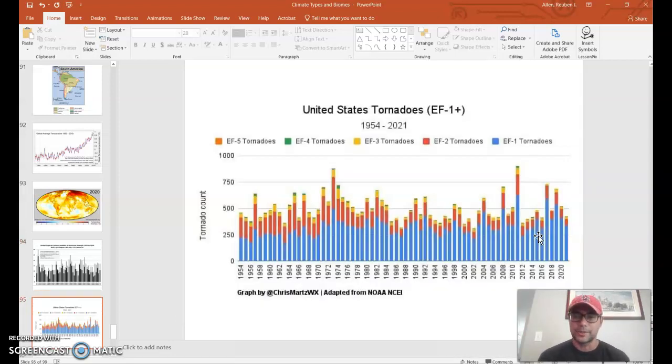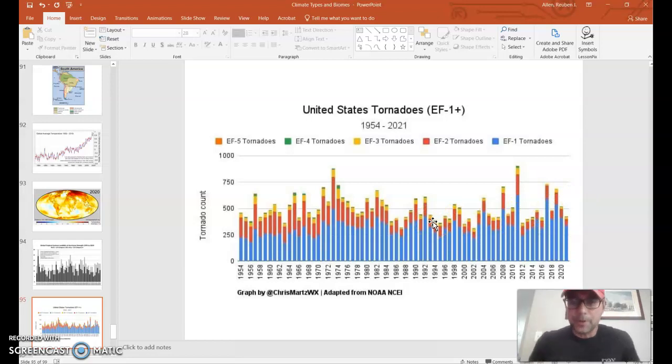How about tornadoes? This is all tornadoes, EF1 and above. So we see EF1 tornadoes being the majority of tornadoes here in blue, but our strong tornadoes, EF3, 4, and 5, in yellow, green, and orange. If we were to draw a trend line from 1954, so this is going back almost 70 years to 2020, the trend line would be pretty much straight across. We don't see an upward trend here in the past 40 years like what we saw with temperature.